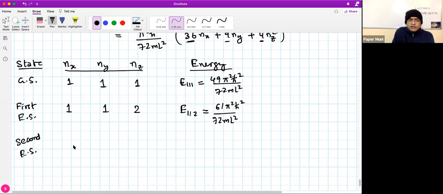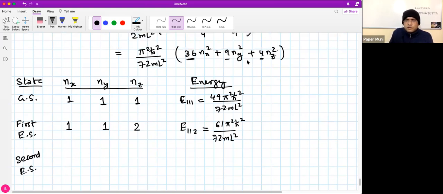Okay, second excited state. Now, what is the next energy level we could change? We could change the value of n. We cannot change the value of nx in any way. It will take some time to change the value of nx because the coefficient is too high. It's 36 times. If you change it a little bit, it will blow up. So we have to decide which one to change.